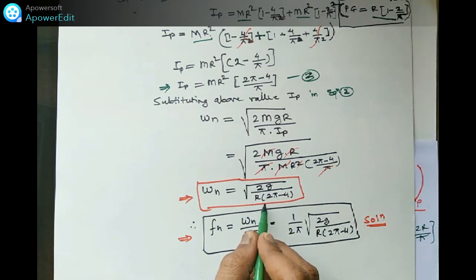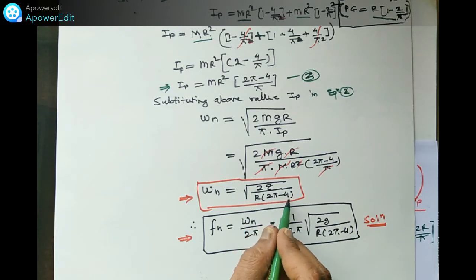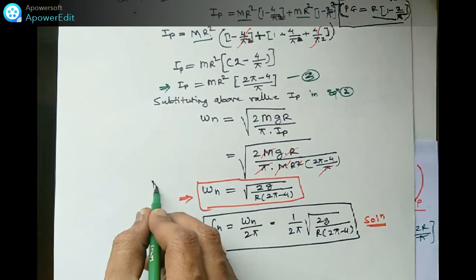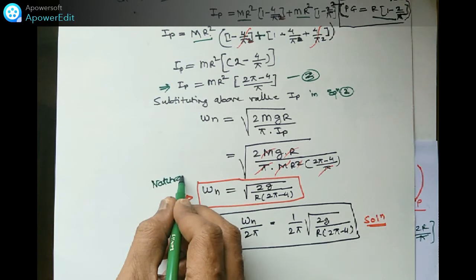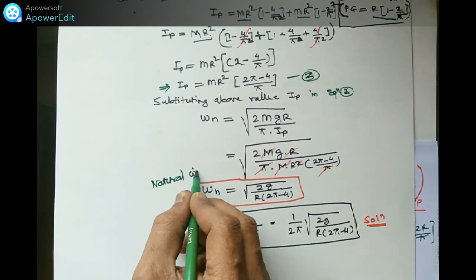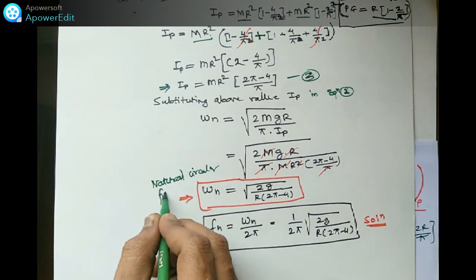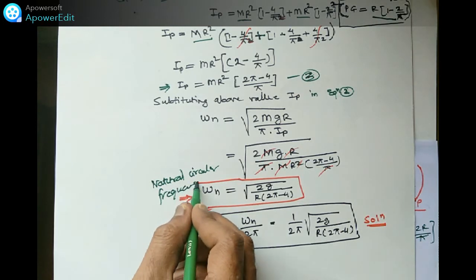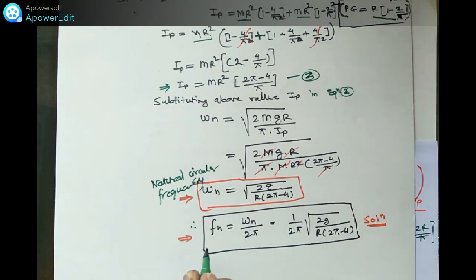So this is your natural circular frequency, this is your frequency of oscillation. Hence your answer becomes this one.